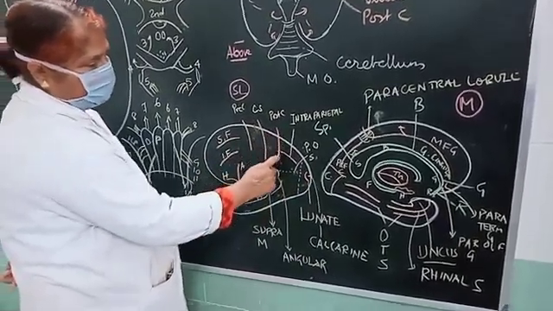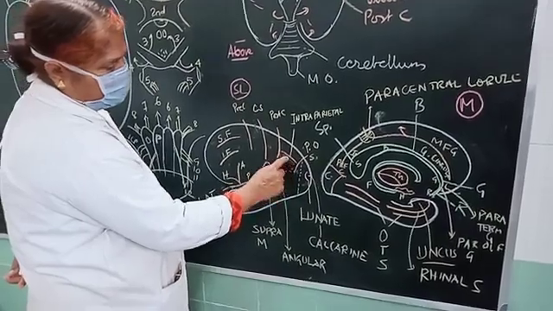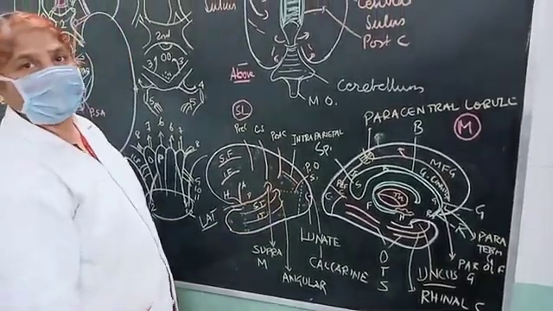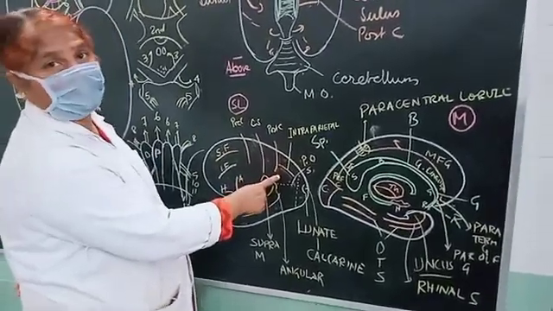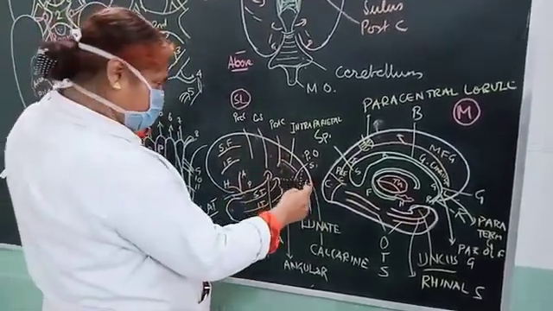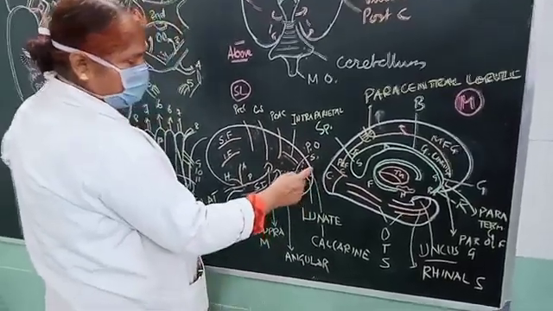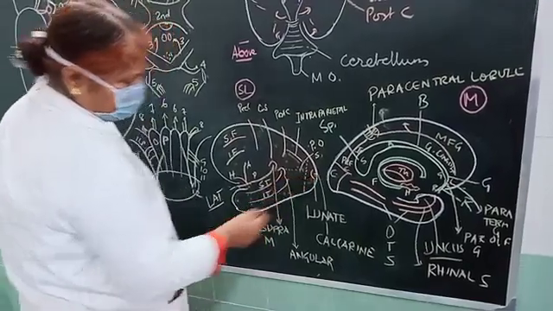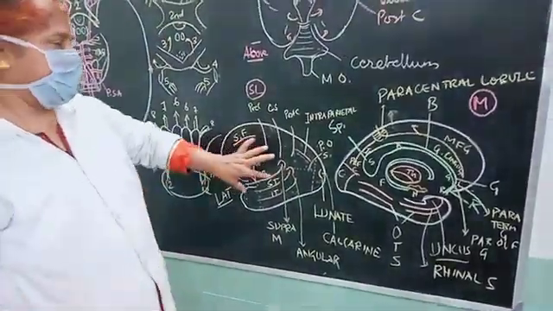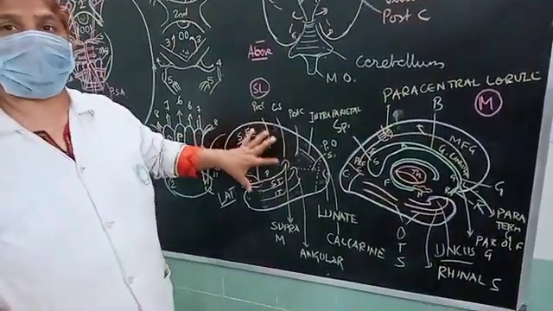Here lies the postcentral, here is the parieto-occipital, and there is one sulcus called the interparietal sulcus. Above is the superior parietal lobule and below is the inferior parietal lobule. Here lies one sulcus called the lunate, and we see a small one, this is called the calcarine sulcus. So these are the gyri and sulci on the superolateral surface.